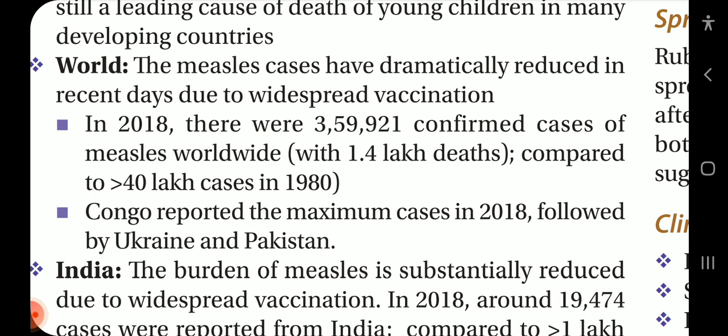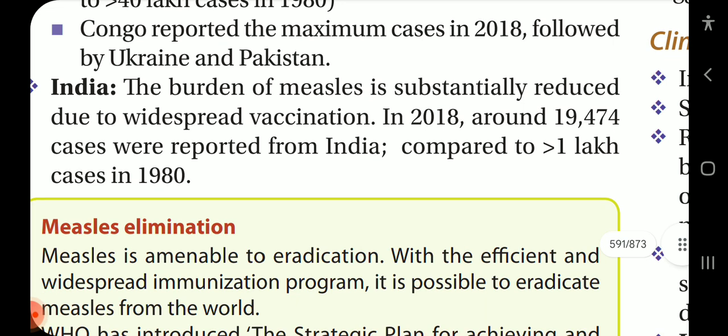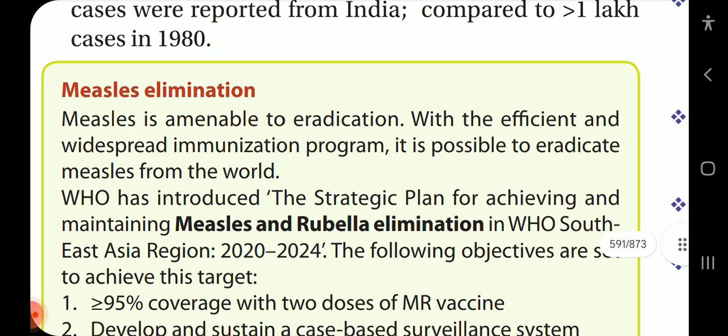In 2018, there were 3,59,921 confirmed cases of measles worldwide with 1.4 lakh deaths, compared to more than 40 lakh cases in 1980. Congo reported the maximum cases in 2018, followed by Ukraine and Pakistan. In India, the burden of measles is substantially reduced due to widespread vaccination. In 2018, around 19,474 cases were reported from India compared to more than 1 lakh cases in 1980.